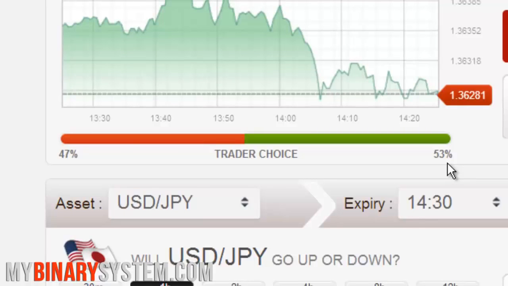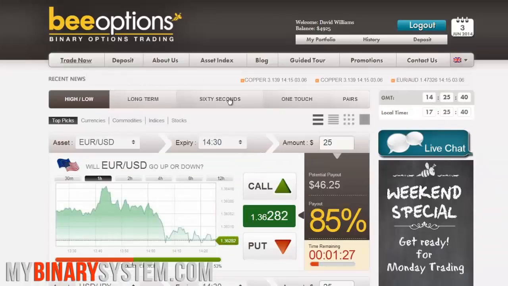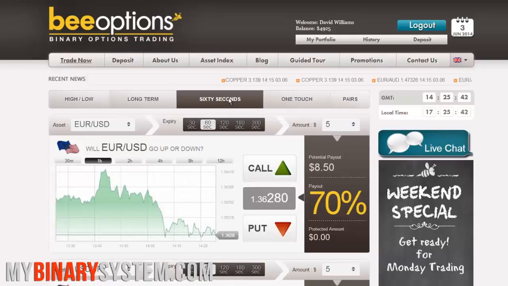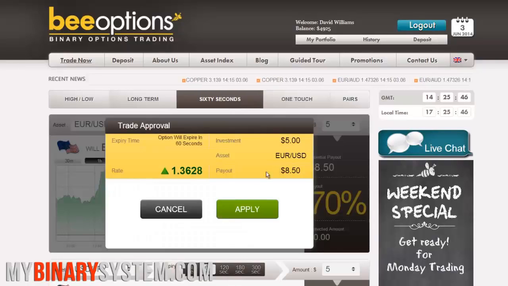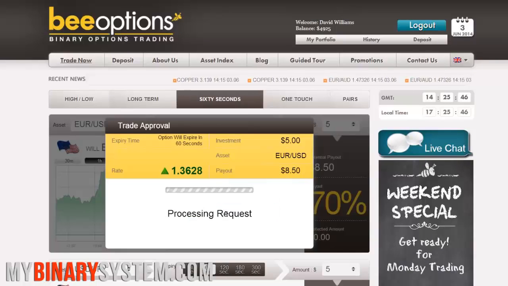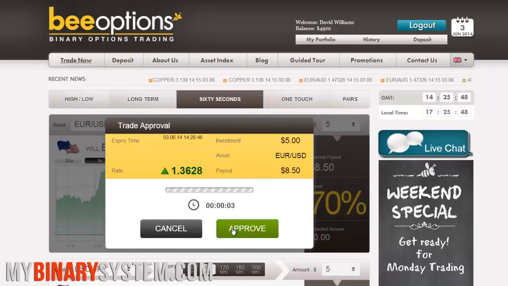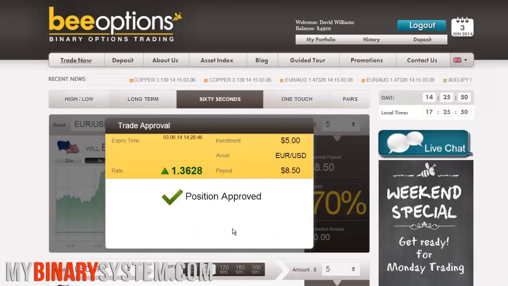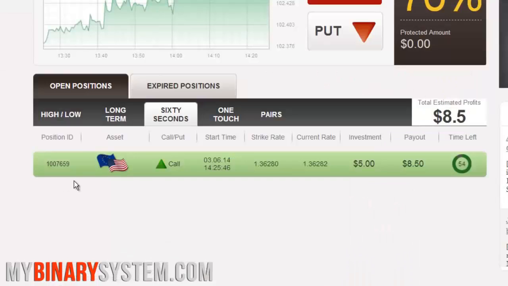Okay, the second step is quickly returning to the 60 Seconds tab, entering a $5 trade, and quickly clicking on the call button. The confirmation pop-up appears, and we need to click on Apply to place our trade, and then Approve. And we're good. Now here you can see your open positions with all of the necessary information, like the direction of your trade, total estimated profits of $8.5, investment amount, and everything like that.